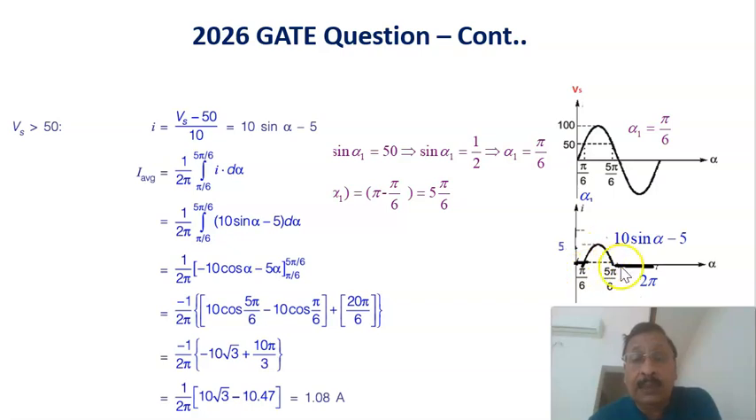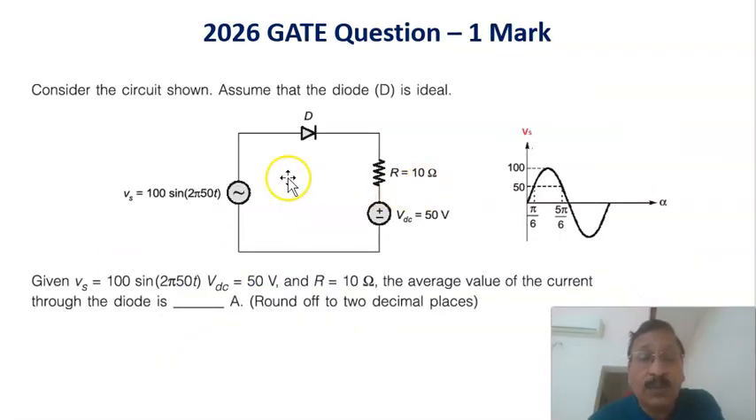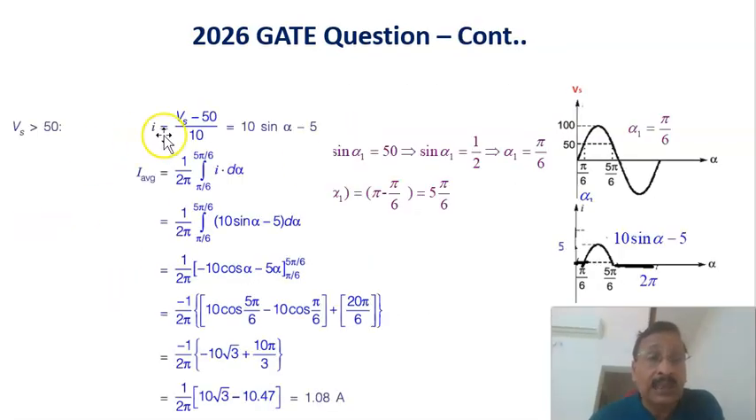Therefore, the diode current can be calculated. The resistance value is equal to 10 ohms, and the current is this voltage minus this voltage divided by 10. Based on that equation, the current is equal to Vs minus 50 divided by 10. Putting it in terms of alpha, the current is 10 sine alpha minus 5. This is the current waveform here.